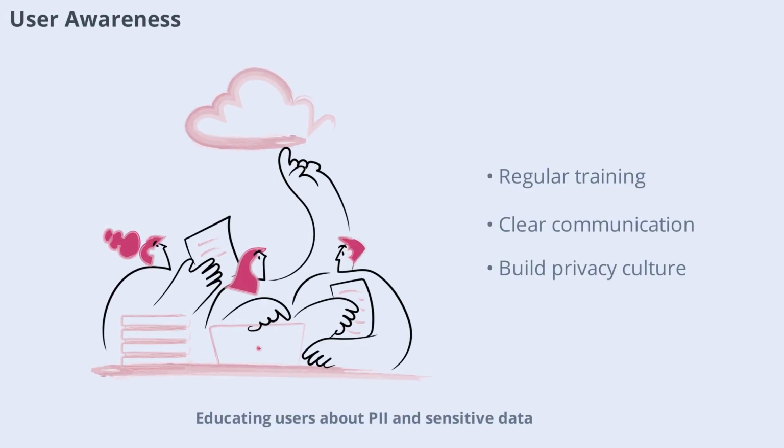Educating users about PII and sensitive data is a key part of any privacy program. People need to understand what information is sensitive, how to protect it, and what to do if they suspect a breach. Regular training and clear communication help build a culture of privacy and security.